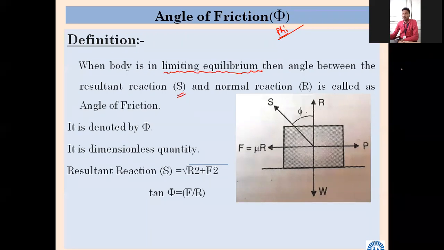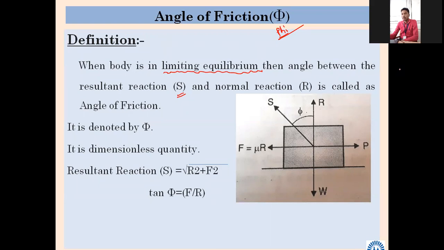Angle of friction is nothing but just an angle. When a body is in limiting equilibrium, the angle between the resultant reaction and the normal reaction is called the angle of friction. It is denoted by phi. It is again a dimensionless quantity, and the resultant reaction S is equal to the square root of R square plus F square.